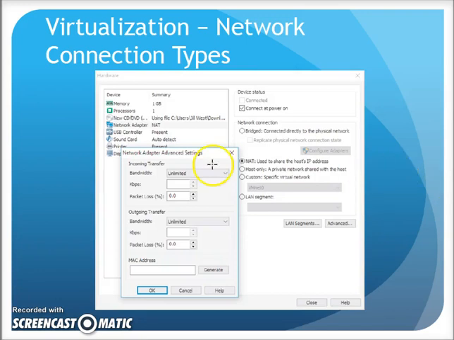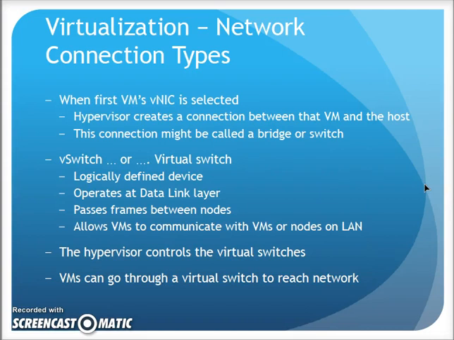Here we are looking at our network adapter settings with our virtual machine, seeing there are actually settings that you have on the virtual NIC. When the first VM's VNIC is selected, the hypervisor creates a connection between that and the host, and this might actually be called a bridge or a switch. In the hypervisor, there is a virtual switch, and that virtual switch is there to allow connection between multiple virtual machines and the physical NIC on the machine. That's what it's there for.